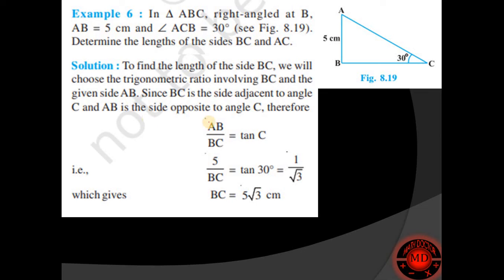So this is a very easy concept, and here we have 30 degrees, and we have to find the lengths of BC and AC. So what we can do is use the formula of tan in order to find it for this particular triangle. So if tan C is perpendicular upon base, AB upon BC, then we will get 5 upon BC is equal to tan 30 degrees. We have to remember this from the previous slide.